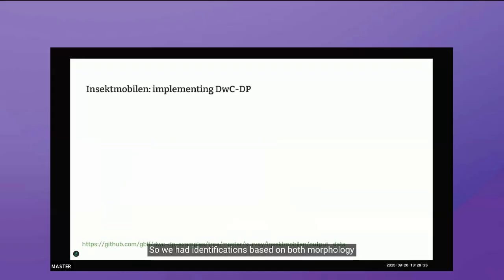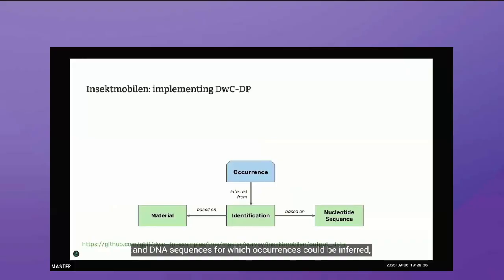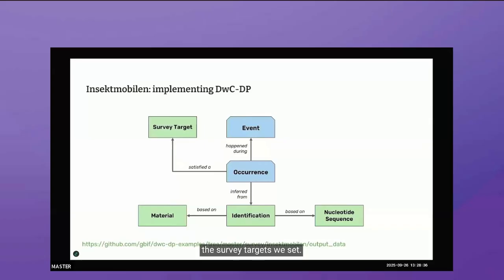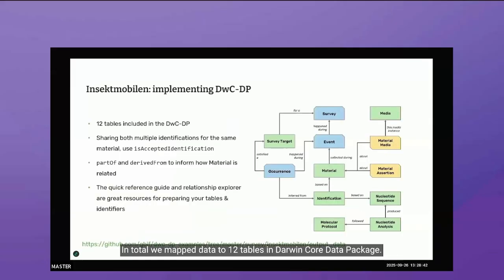So we had identifications based on both morphology and DNA sequences for which occurrences could be inferred, which were then evidence of the occurrence of taxa in an event. And the occurrences satisfied the survey targets we set. In total, we mapped data to 12 tables in Darwin Core Data Package. We specified the preferred identification, the DNA sequence, with the is-accepted identification term. We could elaborate on how material was processed by including the part-of and derived-from terms in the materials table.